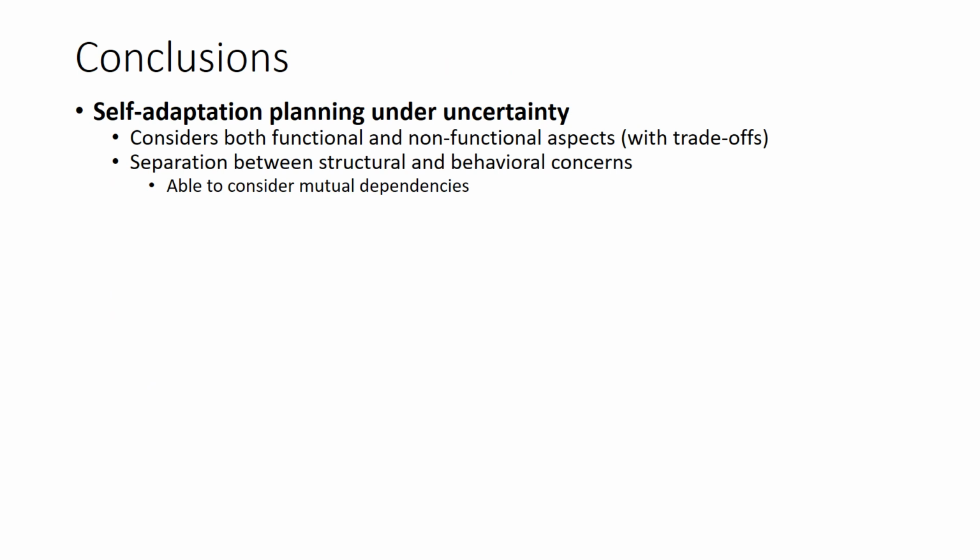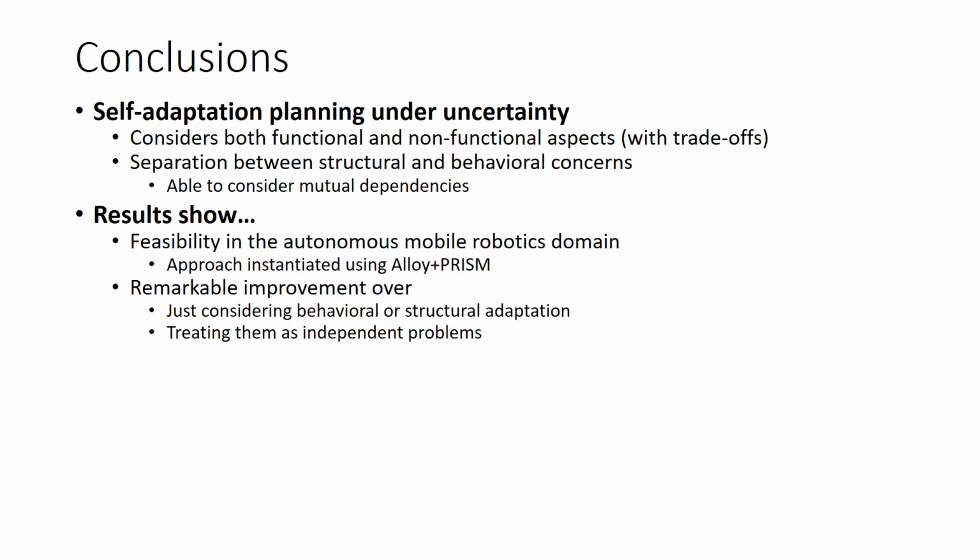In this talk, we have presented an approach for architecture configuration and task plan co-adaptation that is able to consider both functional and non-functional aspects of adaptation planning. The approach proposes a separation of behavioral and structural concerns while considering their dependencies through coordination of separate solvers at planning time. Our results show feasibility in the area of autonomous mobile robotics, where the approach has been instantiated combining Alloy and Prism to build the different solvers. Moreover, our results also indicate a remarkable improvement over just considering behavioral or structural adaptation in isolation, or treating them as independent problems.